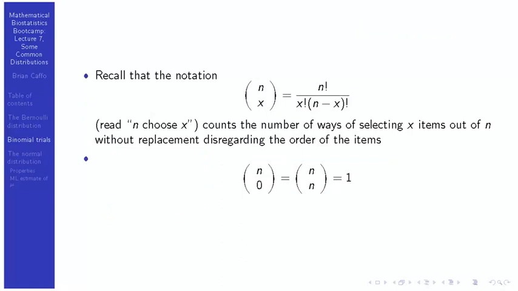Just to remind everyone, the notation n choose x, this parentheses n over x, is n factorial over x factorial times n minus x factorial. Here, 0 factorial we're going to treat as 1. And this formula counts the number of ways of selecting x items out of n without replacement, disregarding the order of the items. Okay, so let's consider an example.